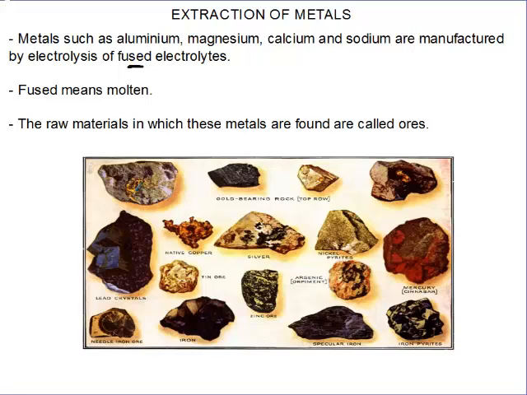Instead, these metals are found in substances which we call the ores. They are mixed with other minerals, in rocks which we call the ores. Some of these ores can be seen here. Now, gold is shiny, but when you see a gold ore, it looks like one of these. It is a stone.